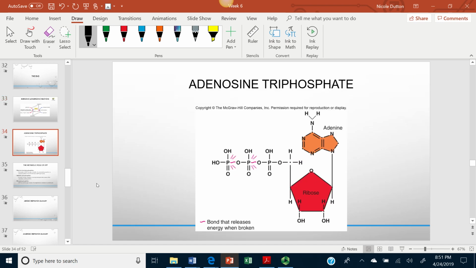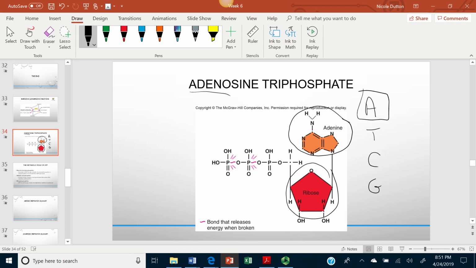And our energy molecule of choice is adenosine triphosphate. Adenosine has to do with a ribose sugar and adenine. Adenine is a base from DNA. If you remember the 4 bases of DNA, A, T, C, and G, adenine is the A.